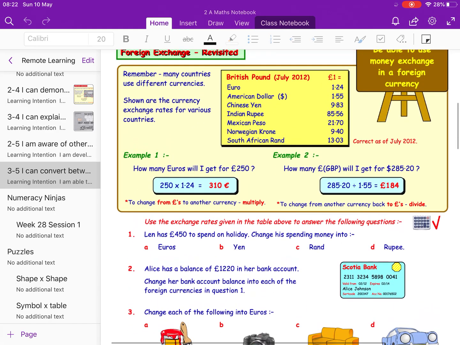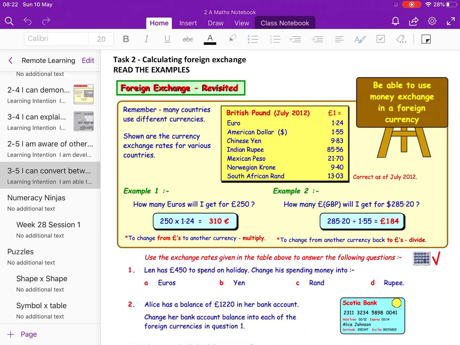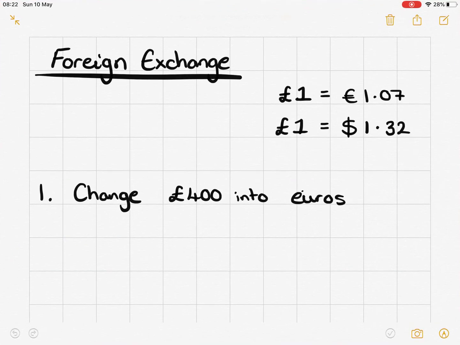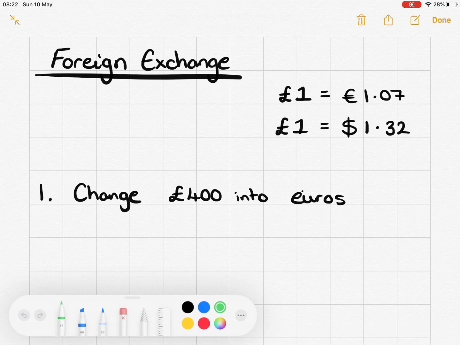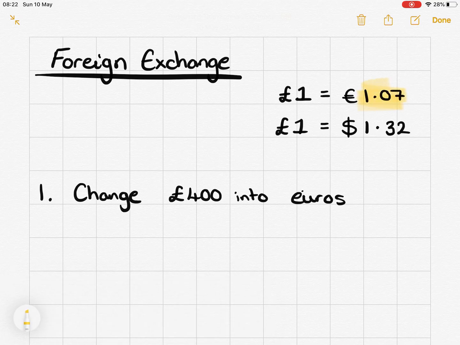Alright, so calculating foreign exchange. Now, it's actually very easy and you get to use a calculator for this. What's really important is the exchange rates. We need to know what the conversion rates are and how much a pound is worth. That's what an exchange rate is. So £1 is worth 1.07 euros and £1 is worth $1.32.